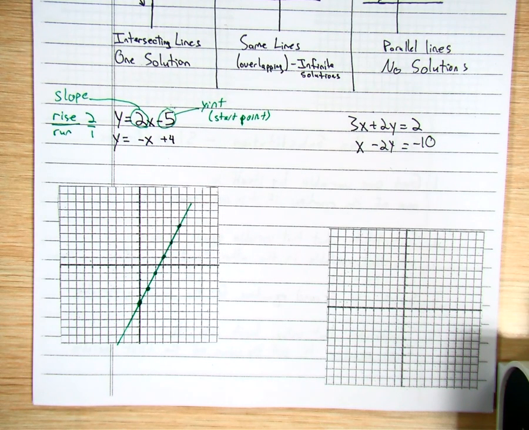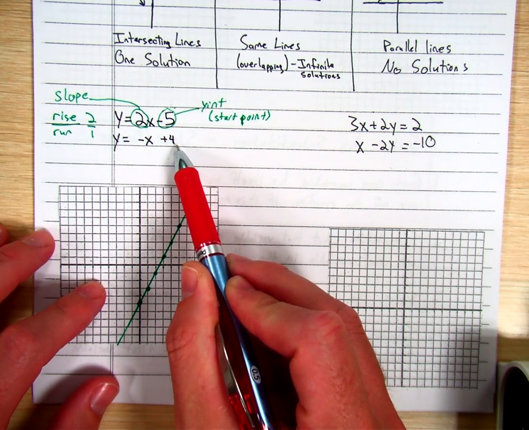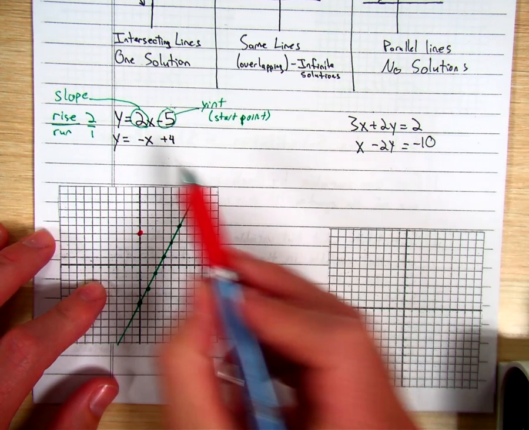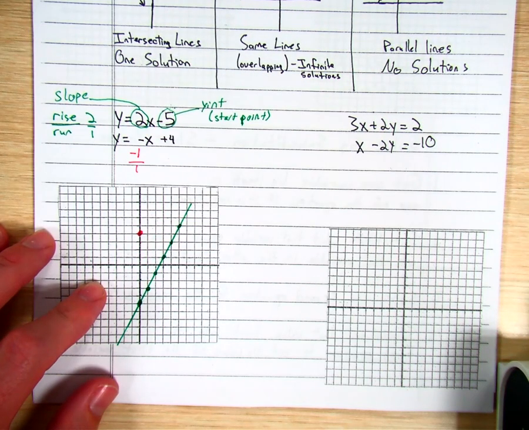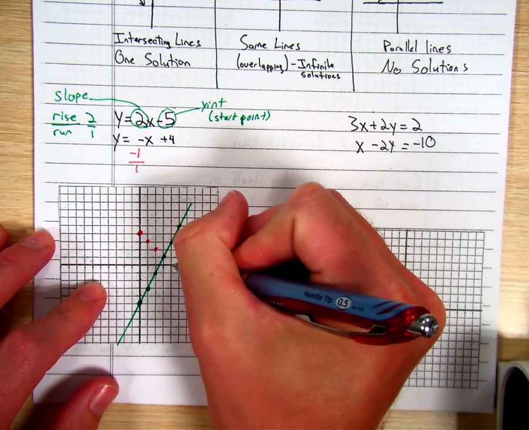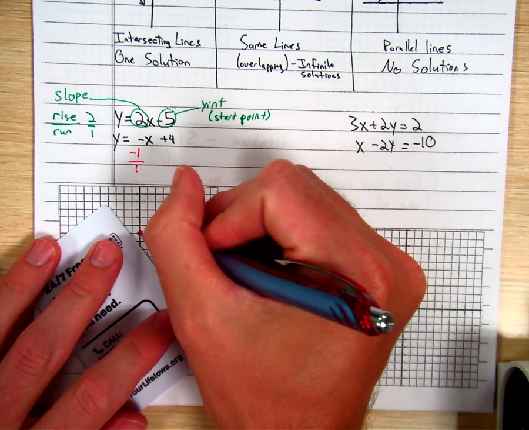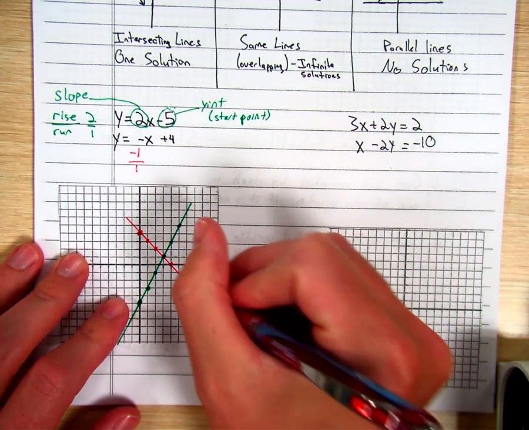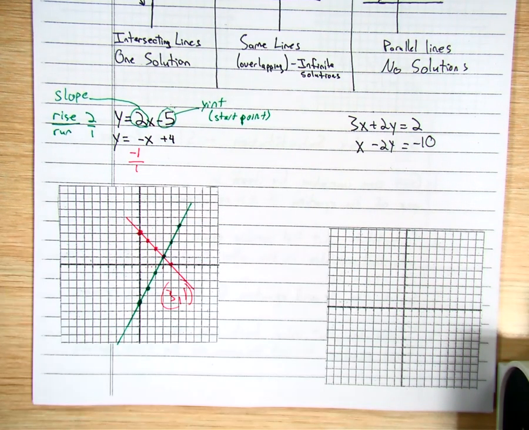Time for line number 2. -x plus 4. We're going to start at plus 4. 1, 2, 3, 4. And -x is the same as -1 over 1. So we're actually going to go down 1 over 1. And there we see where we're going to cross at. And we'll cross at 3, comma 1. And we're going to put our answer as a coordinate point.